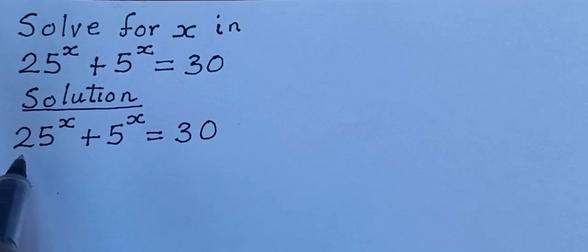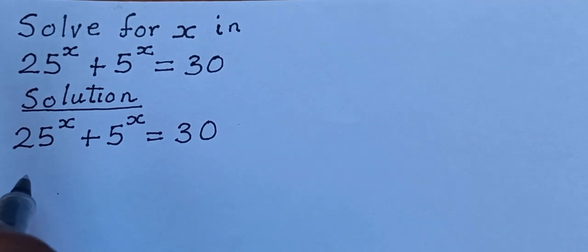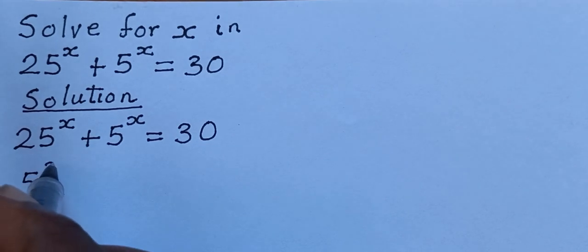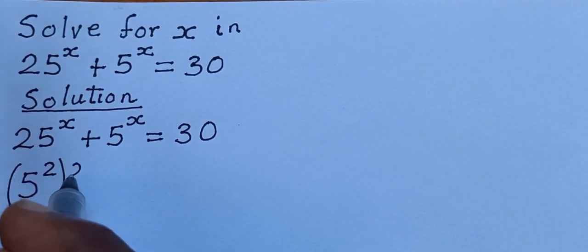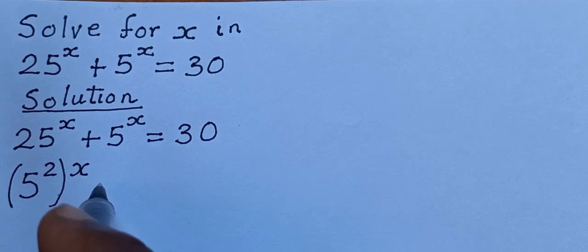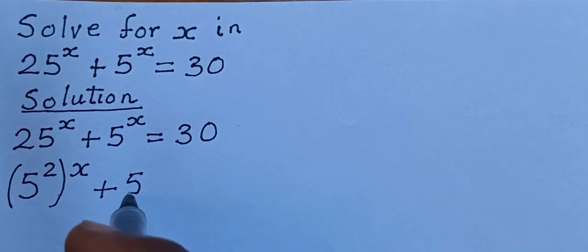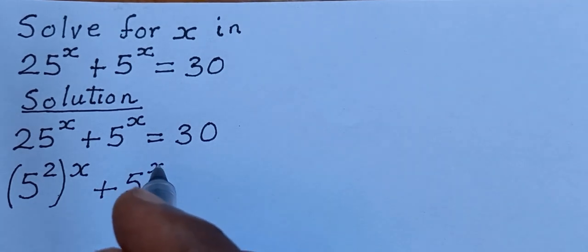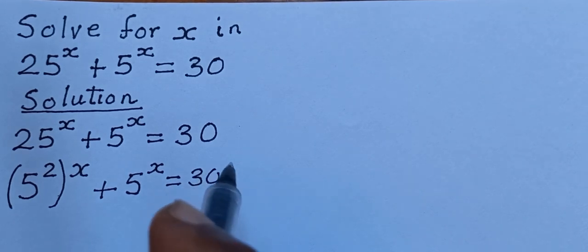We know 25 is 5 times 5, which is equal to 5 raised to power 2. So 25, here we write (5 raised to power 2) in the bracket, raised to power x, plus 5 raised to power x equals 30.